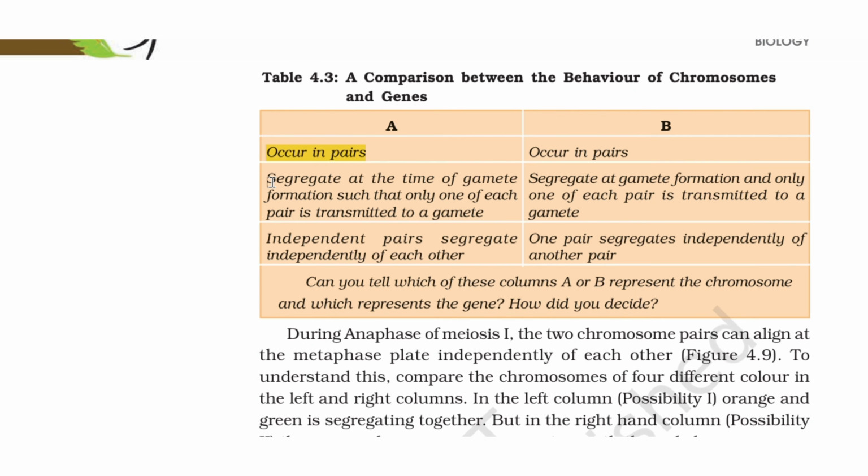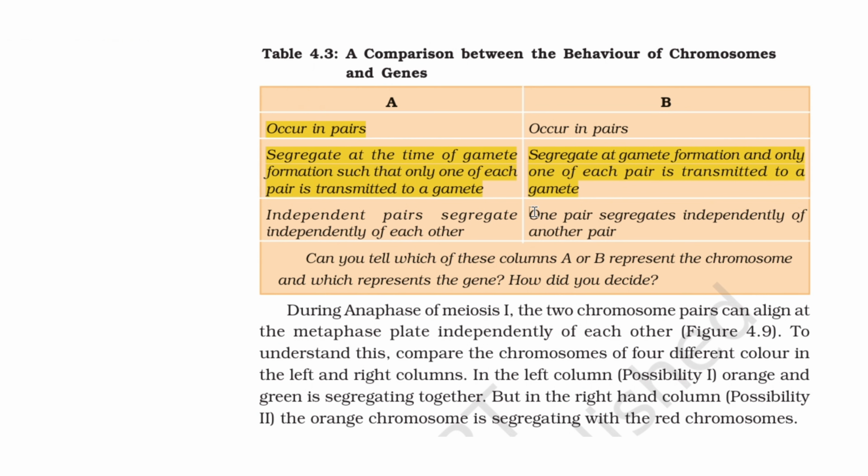Segregate at the time of gamete formation such that only one of each pair is transmitted to a gamete. Segregate at gamete formation and only one of each pair is transmitted to a gamete. Independent pairs segregate independently of each other. One pair segregates independently of another pair. Can you tell which of these columns, A or B, represent the chromosome and which represents the gene?